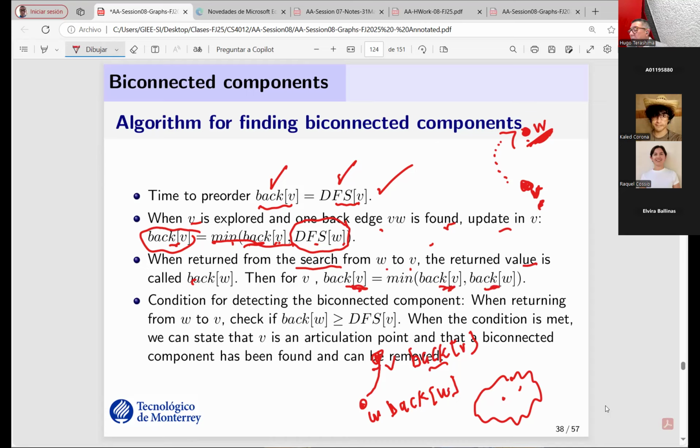So this value back of B can be updated with the minimum of the value that it has already and the value of back of W, where it's coming from, because maybe with back edges the value is smaller than this. It's smaller because it can return to an ancestor that is up in the search. So that is the reason that back of B is updated with the minimum of the value it has already and the back of W, this element, right? And that is the case for this example here.